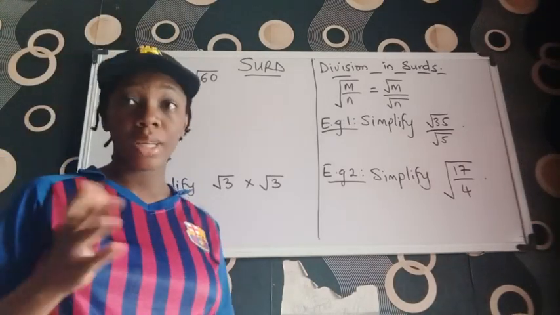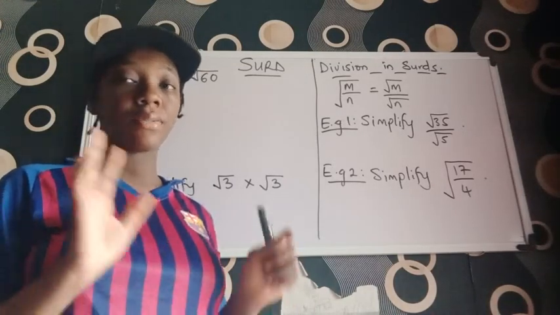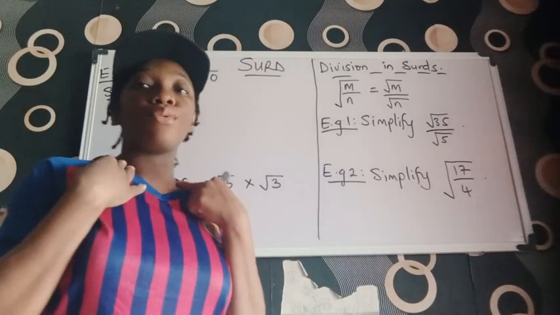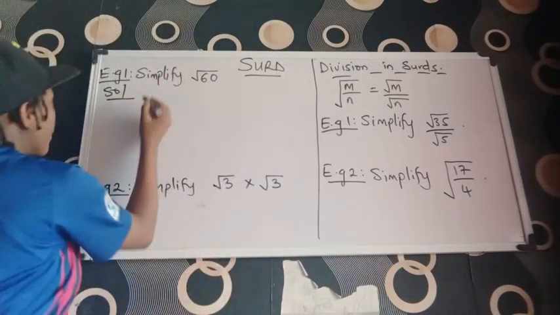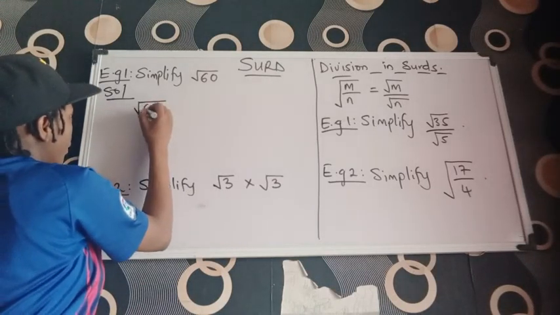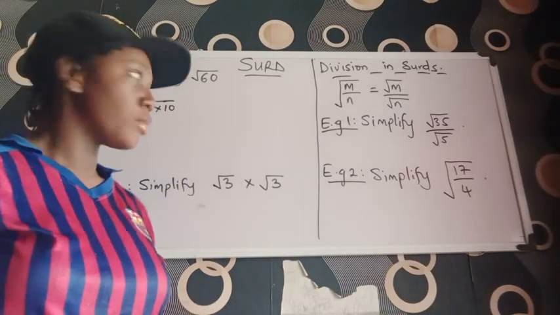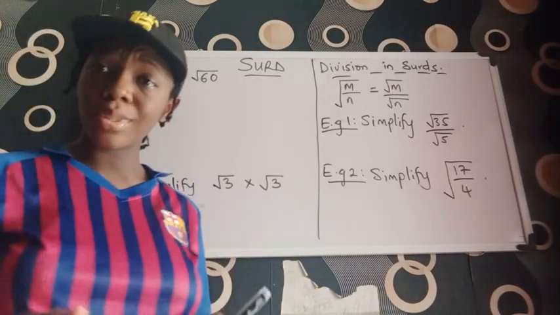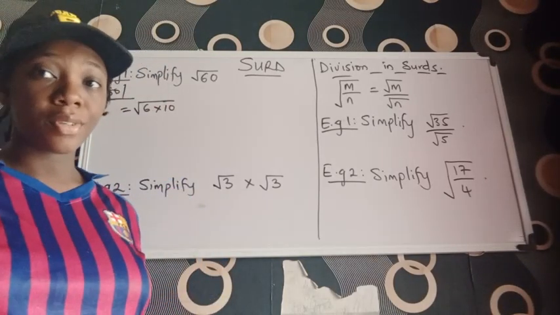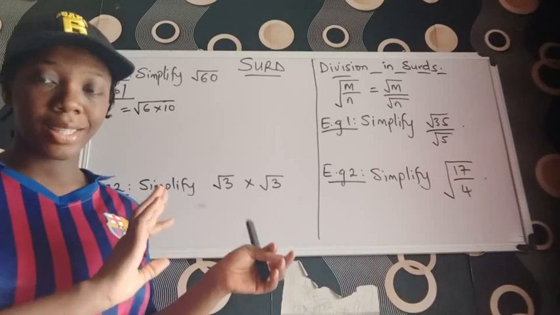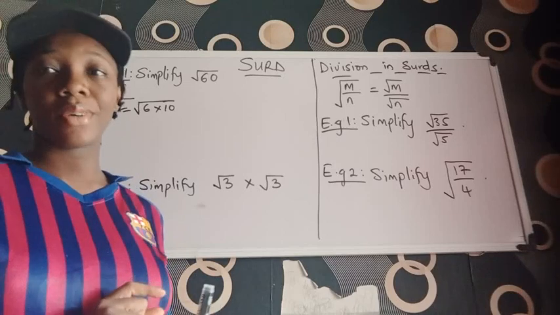First of all, what comes to your mind when you want to get a product for 60? The first thing that comes to your mind is root 6 times root 10. Very easy. But when you look at this, we do not have a perfect square. Isn't that so? We can't even do anything in this case. But there's something we can still do.